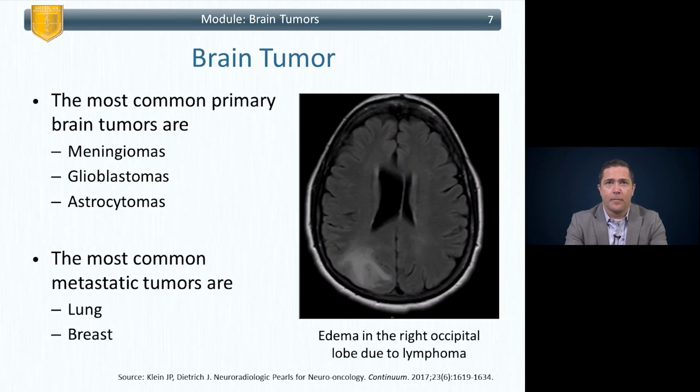In terms of brain tumors, the most common primary brain tumors are meningiomas, which are oftentimes contrast enhancing and close to the meningeal surface of the brain, glioblastomas, and astrocytomas, which are difficult to differentiate based on simple radiology. The most common metastatic tumors are lung and breast cancer. In this specific case, the patient has a right occipital lesion due to a lymphoma, which shows up on imaging. And this specific image is a FLAIR image of the brain where you see a T2 hyperintensity of the occipital lobe.